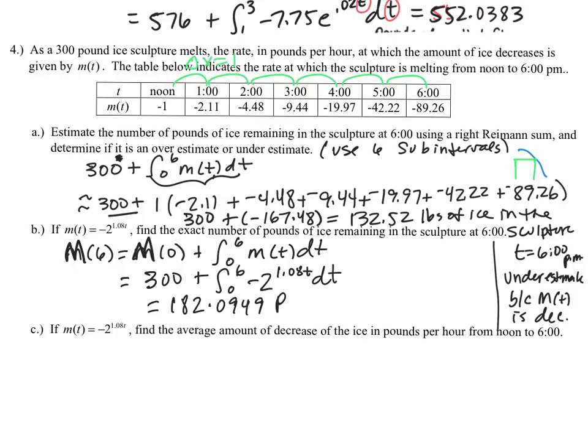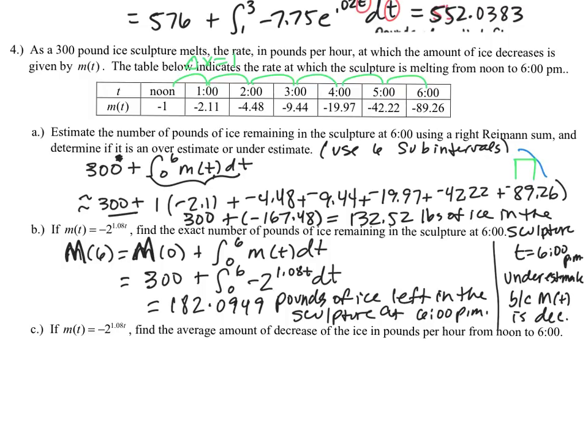That would be pounds of ice left in the sculpture, so that's the watt with units, pounds of ice left in the sculpture, and then the when would be at 6 o'clock p.m. Or you could say at t equals 6 hours. That would be fine also.